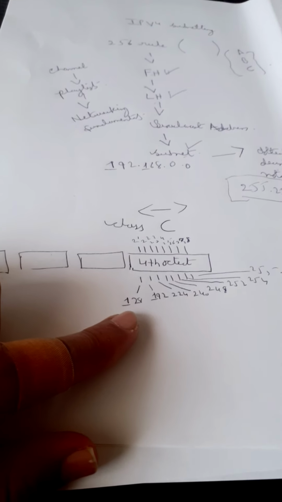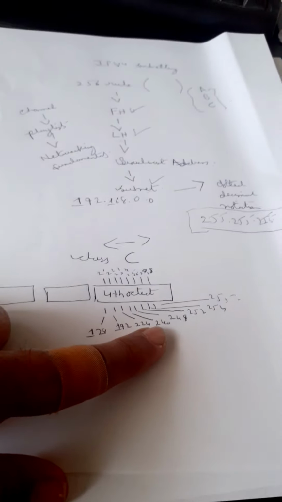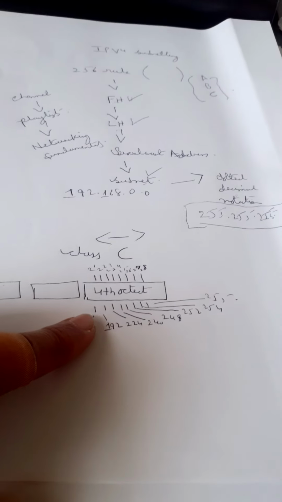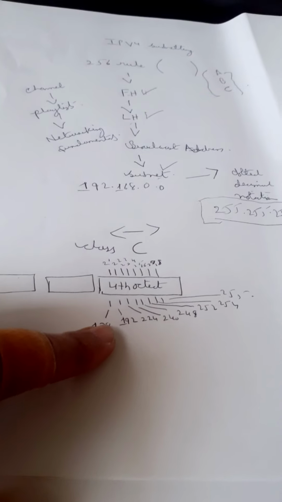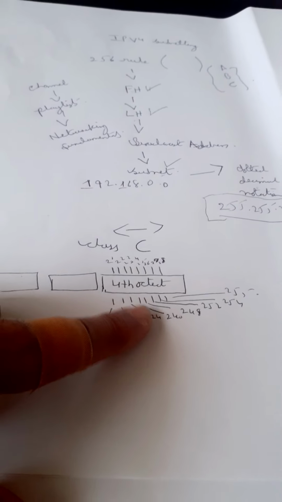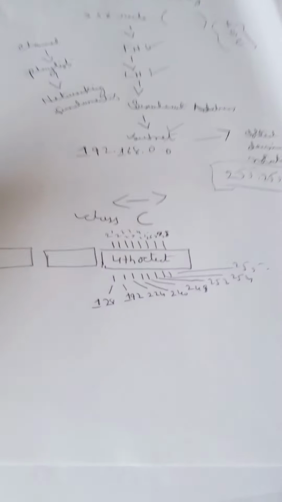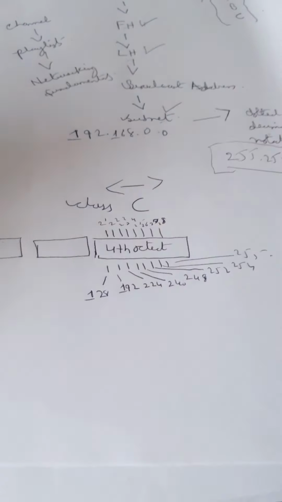128, 192, 224, 240. That's a sequence. The first one is 128. The second value is 192. The third value is 224. The fourth value is 240. If anyone doesn't know what's happening, just keep on revising it.